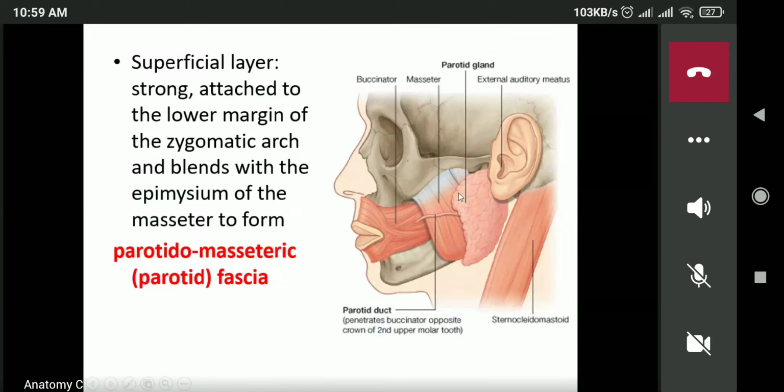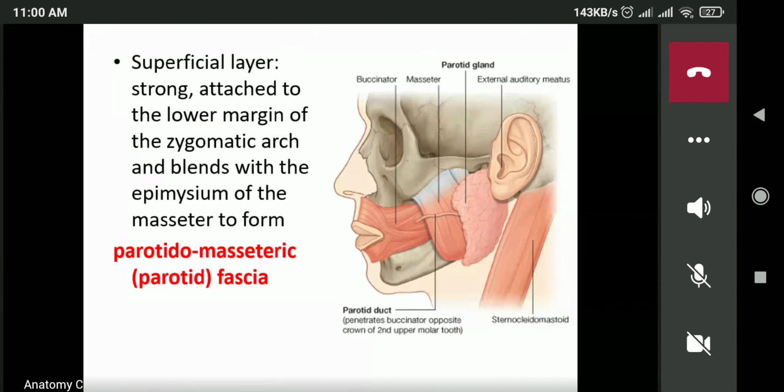Epimysium means the outer connective tissue of the masseter muscles, the outer connective tissue layer. So because of the tight attachment of the parotidomasseteric fascia, if there is any swelling in the parotid gland, especially in case of mumps, it is very painful.